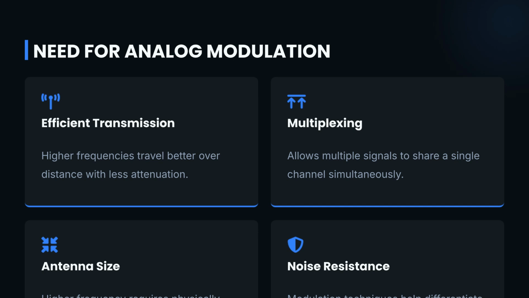Analog modulation is necessary for several reasons. It enables efficient transmission because higher frequencies travel better over distance. It also allows multiplexing, where multiple signals share a single channel. Additionally, it helps reduce antenna size and improves noise resistance.